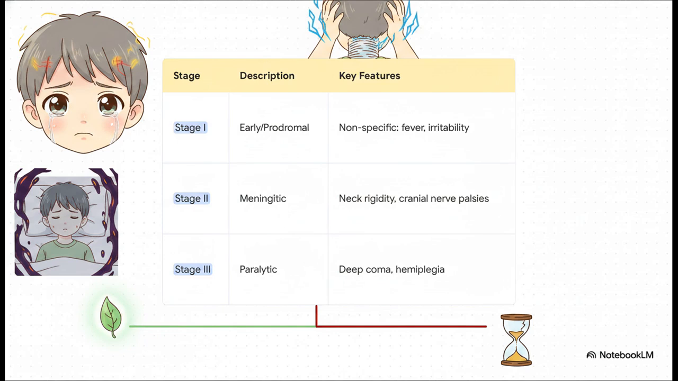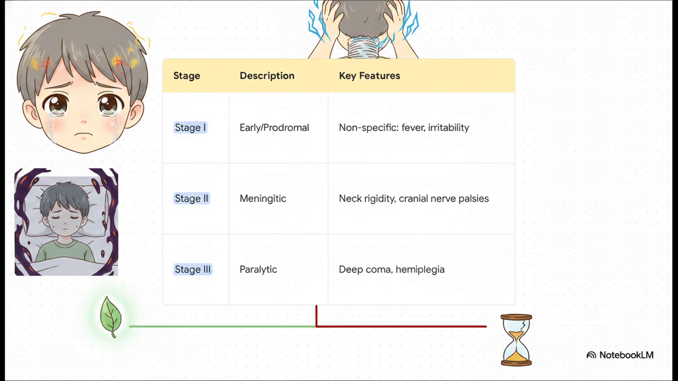And that brings us to another absolute exam favorite, the clinical staging of TBM. Stage 1 is the real trap. The symptoms are so vague, a little irritable, maybe a low-grade fever. It's so easy to miss. By stage 2, you start seeing the hard neurological signs: neck stiffness, cranial nerve problems. And in stage 3, the child is in a deep coma with profound neurological damage.